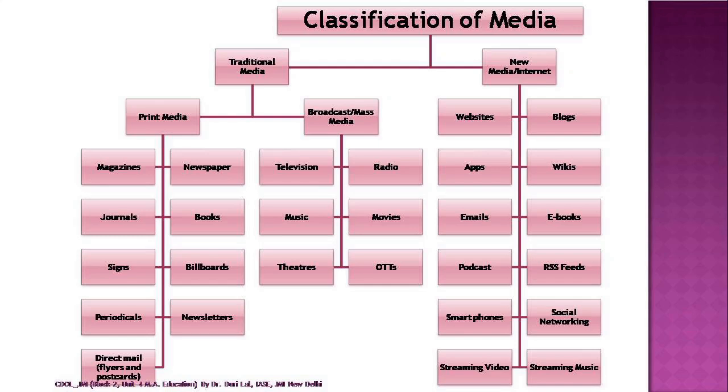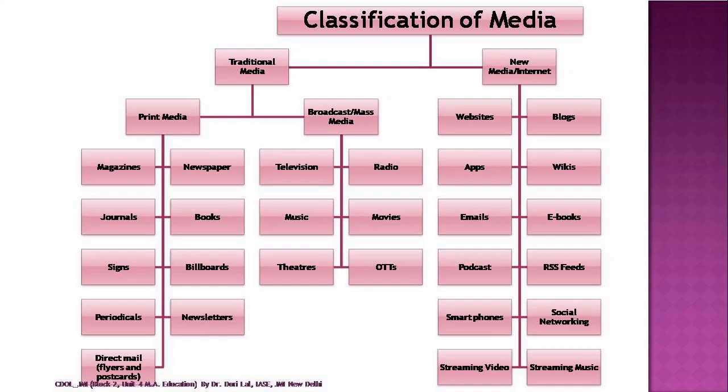broadcast or mass media include those media whose coverage, reach, and accessibility is high, such as TV, radio, cinemas, music, movies, OTT, and new media or internet media include any media from newspaper articles and blogs to music and podcast that are delivered digitally from a website or email to mobile phones and streaming apps. Any internet related form of communication can be considered new media. It includes website, blog, apps, wikis, emails, ebooks, podcasts, RSS feed, smartphones, social networking, streaming video, and music.